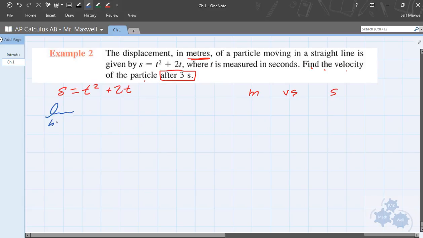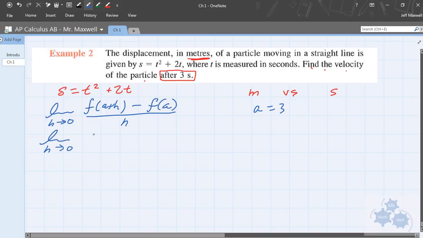The limit as h approaches 0 of f of a plus h minus f of a, all over h. I'm going to write out the formula here, and you should get used to memorizing this as well. We know that a is 3 seconds, right? A is 3. So this is going to be the limit as h approaches 0 of f of 3 plus h minus f of 3 all over h.